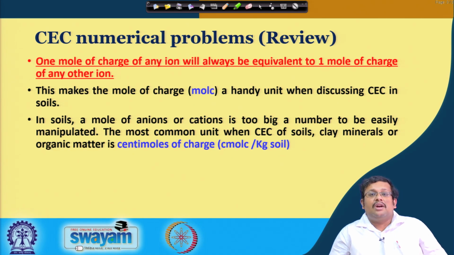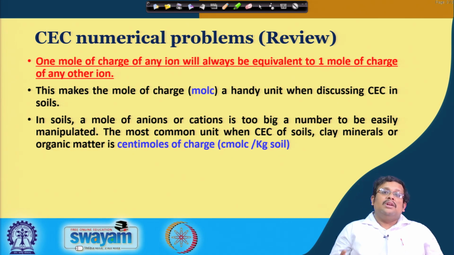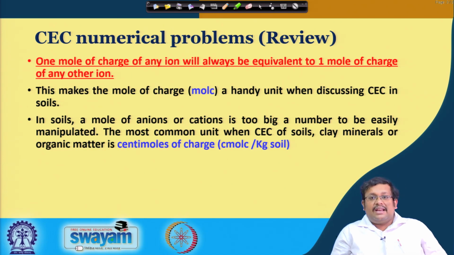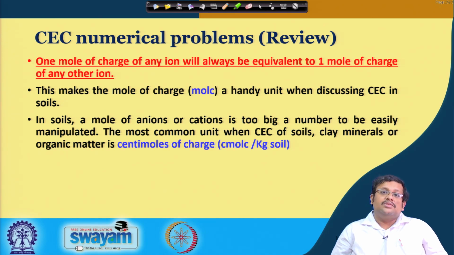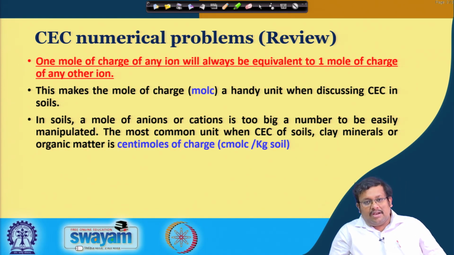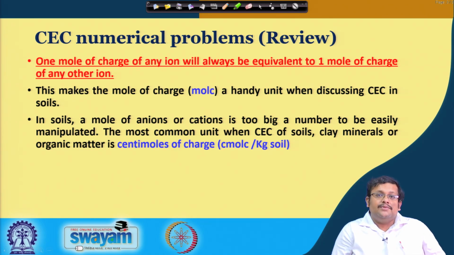So, this makes the mole of charge, that is molar charge, a handy unit when discussing cation exchange capacity in soils. And remember that in the soil, just like a mole, the molar charge is also too big a number to easily manipulate. So, we generally use centimole of charge, which is 1/100th of molar charge, and we express the cation exchange capacity as centimole charge per kg of soil.